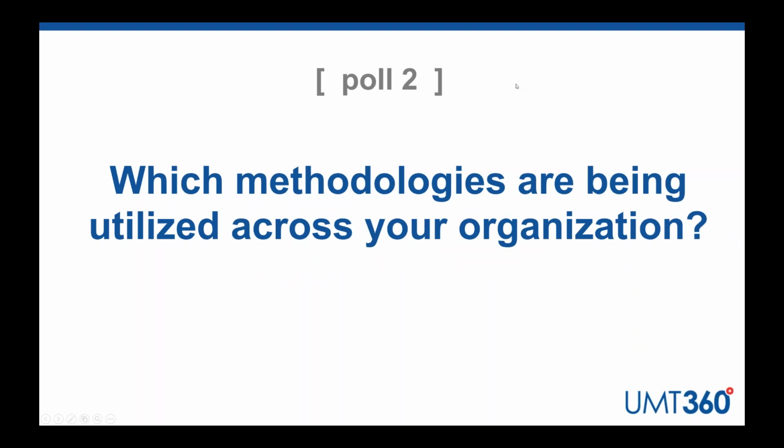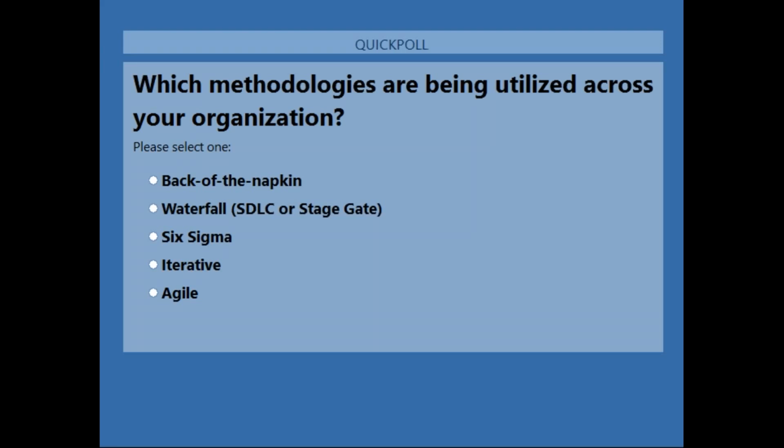If we go back to the slides, next poll. Which methodologies are being utilized across your organization today? Options are back of the napkin stuff, managing projects in Excel through different task management tools, Smartsheet, others. Waterfall, could be within software development lifecycle or even stage gate methodology, Six Sigma, iterative, Agile, and that's where the list stops, just because we didn't have more than 5 options in this poll. So a couple of seconds to answer this. Let's close it down.